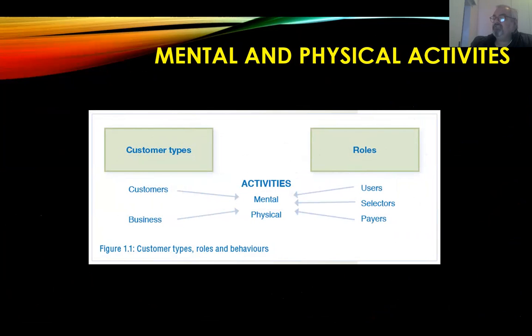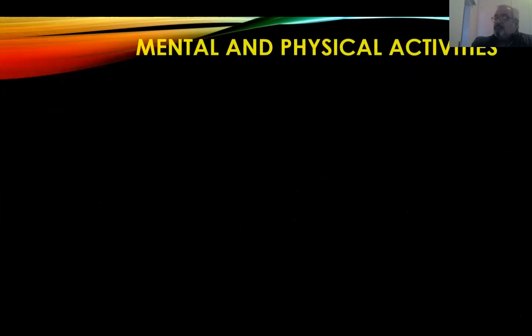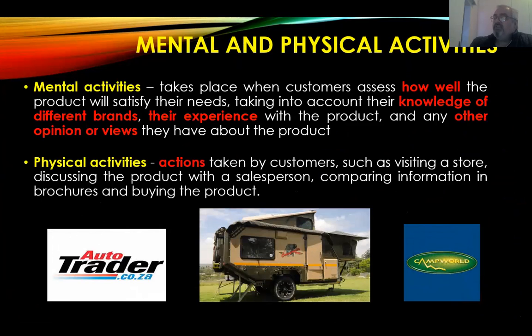Now, there are two activities that are of importance, and that's the mental and the physical activities, where the mental activities, as we see on that slide, refer to specifically the experience that the customer has or has previously had with the product or a particular product. So your mental activities take place when the customer assesses how this particular product that I intend to buy is going to satisfy my need? He bases that assessment on previous knowledge or knowledge on the product itself, and then obviously previous experience. And sometimes, if they are in doubt, they will also consult with friends and get other people's opinions.